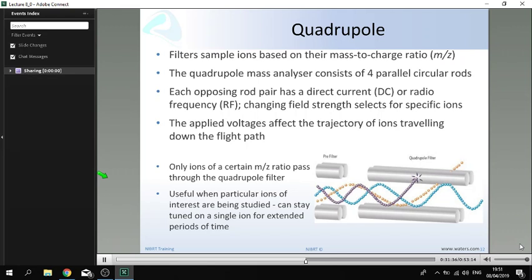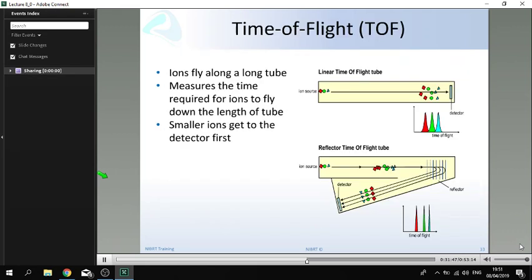This is really useful when you want to study a particular ion because you can stay tuned on a single ion for a really long period of time, let it hit the detector pretty frequently, and then you get a lot of information from that particular ion.